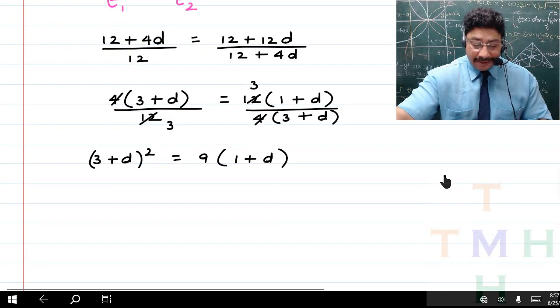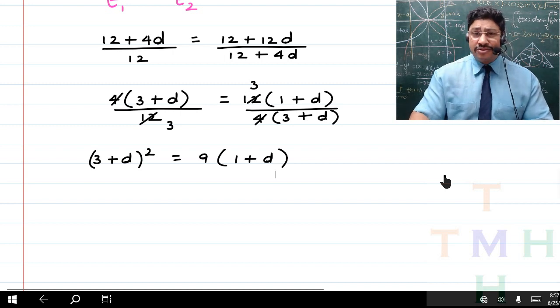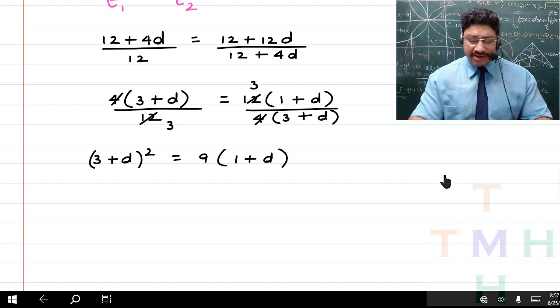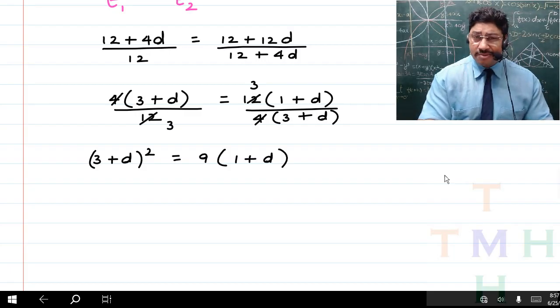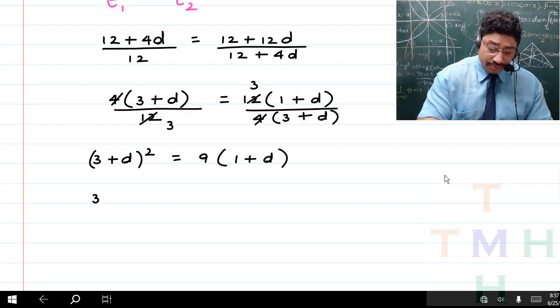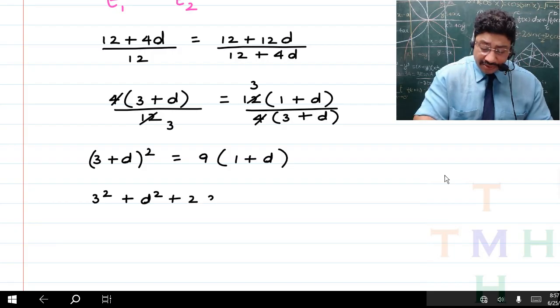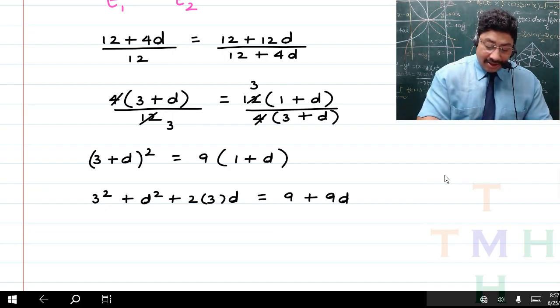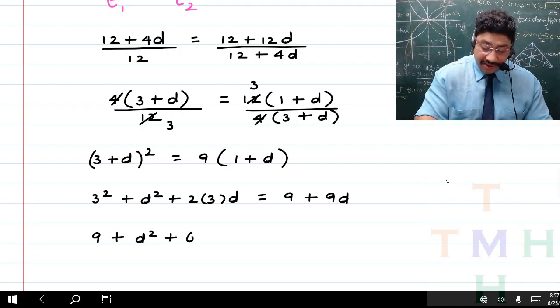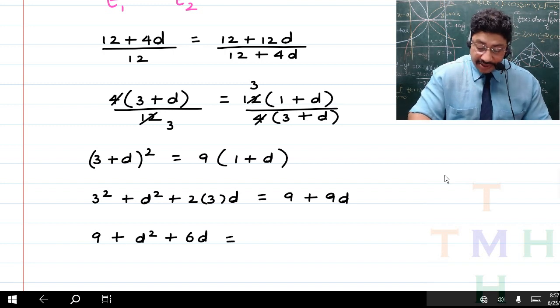Now next, what we do is we just expand, bring everything to the left hand side, make D the subject of the equation, and find it out. So on expanding, since you know that a plus b whole square is given by a square plus b square plus 2ab, as such this becomes equal to 3 square plus d square plus 2 times of 3 times of d, right? And that further is equal to 9 plus 9d, right? Next, now we have 9, which is 3 square plus d square plus you have 6d, right, which further is equal to 9 plus 9d, right?